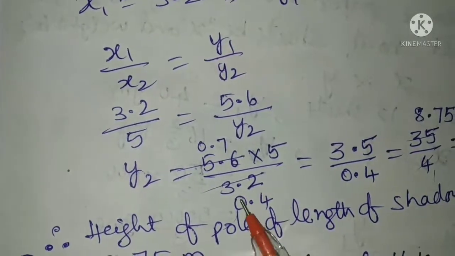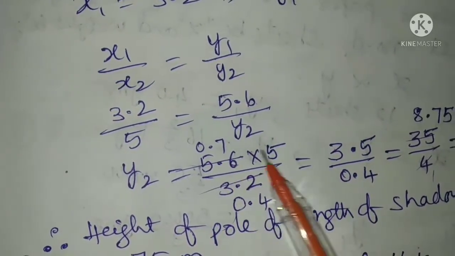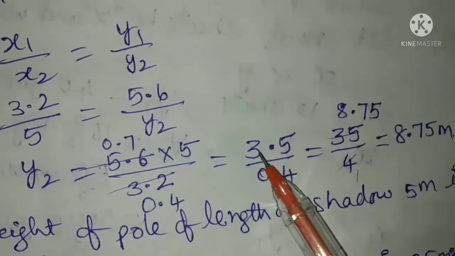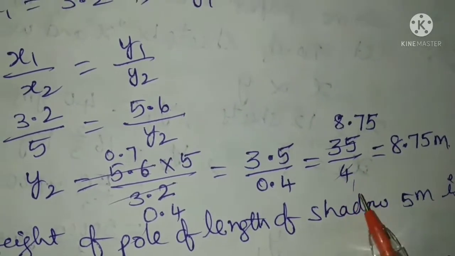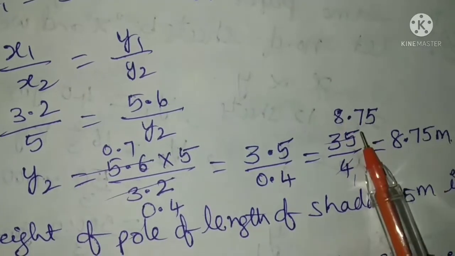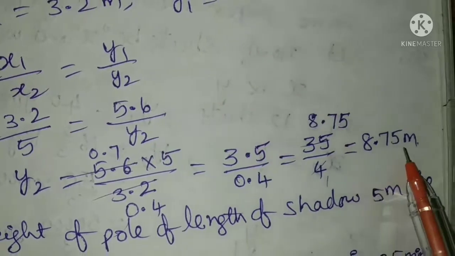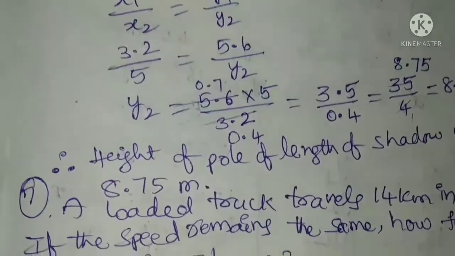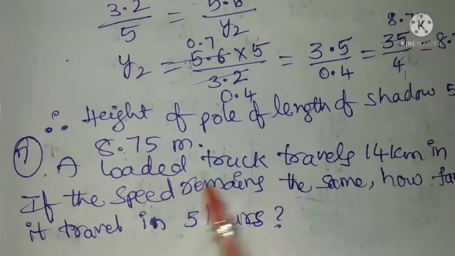Now 8 times 0.4 is 3.2, 8 times 0.7 is 5.6, and 7 times 5 is 35, but here 0.7, so 3.5 by 0.4, and the point goes for both of them, it becomes 35 by 4. 4 ones are 4, 4 eights are 32, remainder 3, 34 sevens are 28, 2 left, 24, 4 fives are 20, so 8.75 meters is the height of the pole. Next, 7th question. Height of the pole of shadow length 5 meters is 8.75 meters.